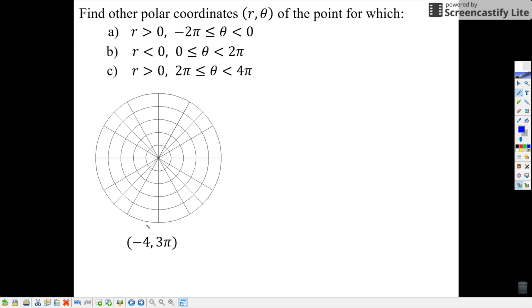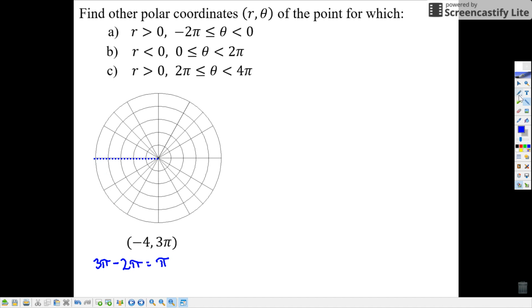Okay, so (-4, 3π). First off, I need to figure out where 3π is. Now, a full rotation is 2π. So if I just take away a full rotation, we'll find that 3π is coterminal with π. So that's along here. Okay.